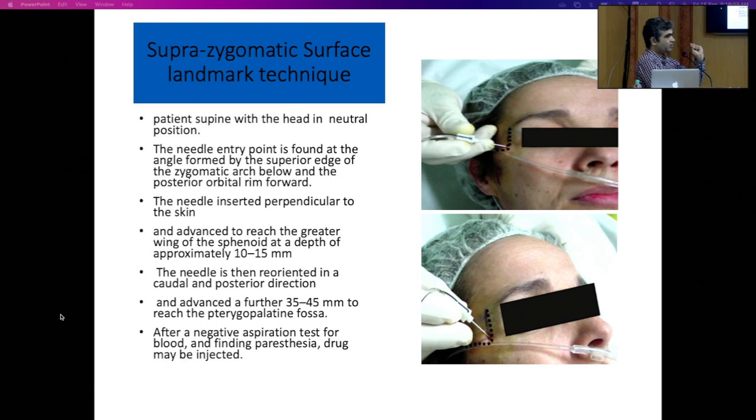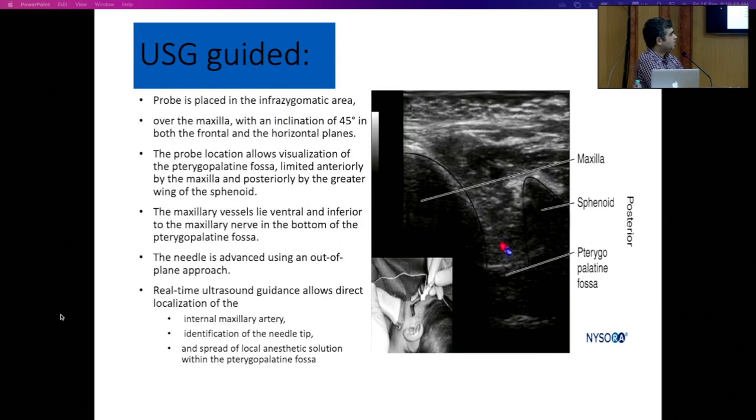Then you withdraw the needle and go in the posterior and caudal direction, as you can see here, and advance till you reach the pterygopalatine fossa. You aspirate negative for blood, elicit paresthesia, and then inject the drug. Thank you, Dr. Raji. And the same procedure can be done ultrasound guided also.